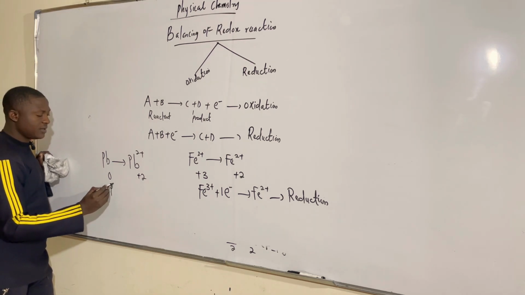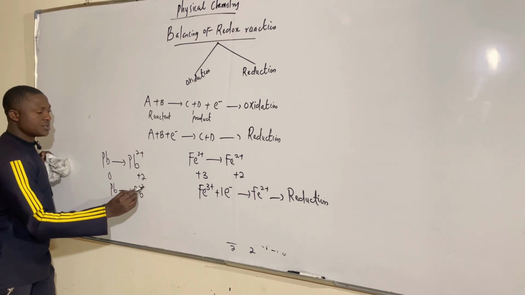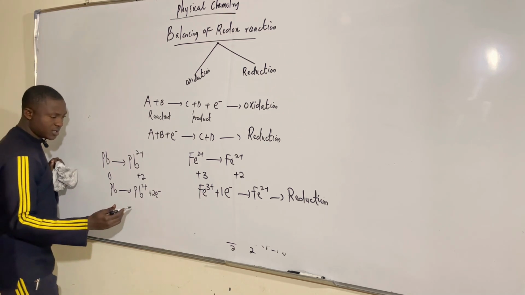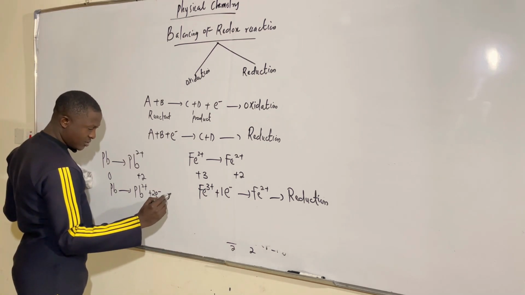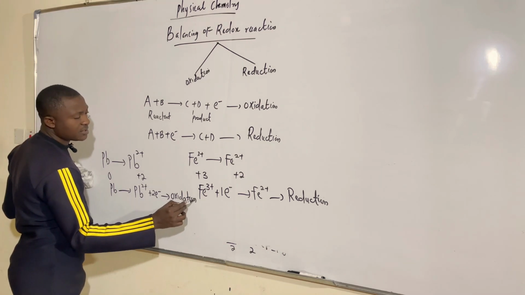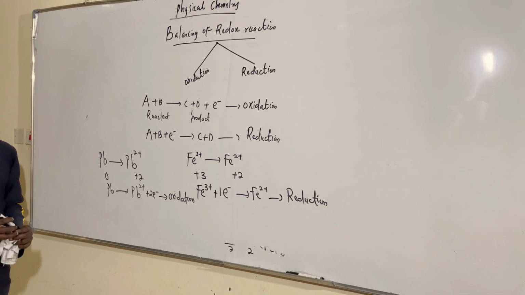So that means that we have lead give lead 2 plus, plus 2 electron minus. So whenever we separate electron from here, such equation is called what? It's called oxidation. You can see that. For the reactant side, it's called reduction. For the product side, it's called oxidation.